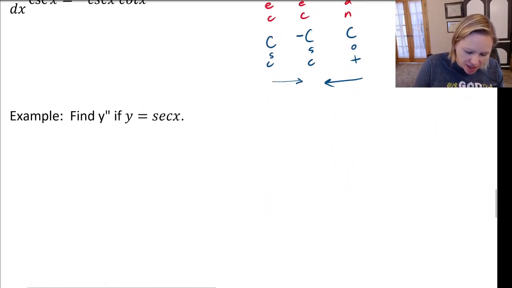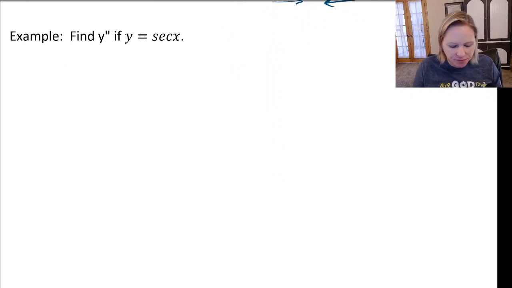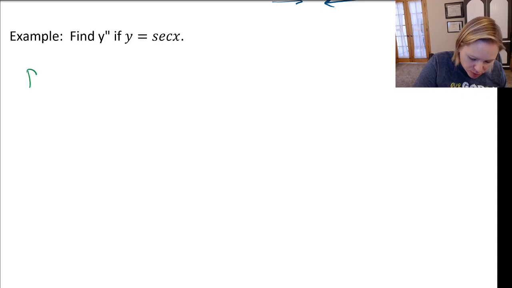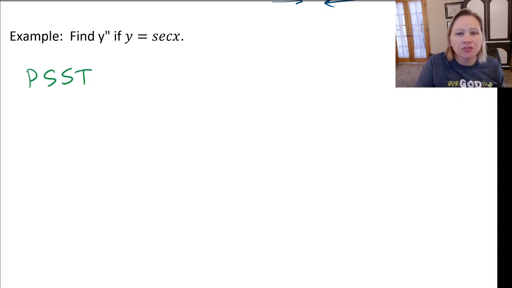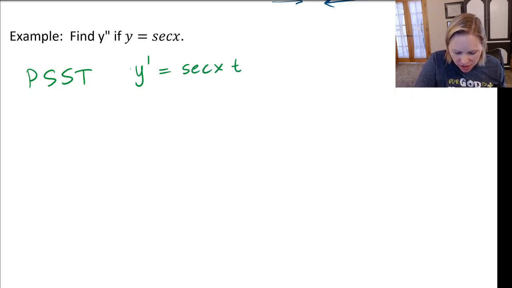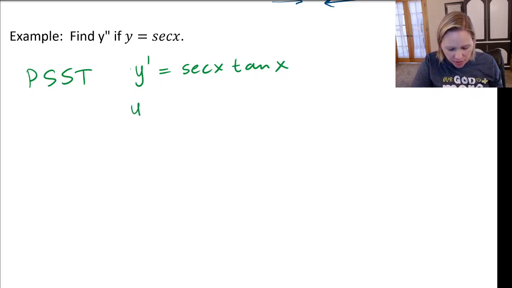So let's see them in action. Find the second derivative if y is secant of x. So we're going to remember, psst, and true story, I think this in my head all the time when I'm like, oh yeah, what's the derivative of secant? Secant tangent. I picture the psst in my head. So to find y double prime, we need to find y prime. Okay, derivative of secant is just secant tangent, right? So then y double prime is the derivative of this.